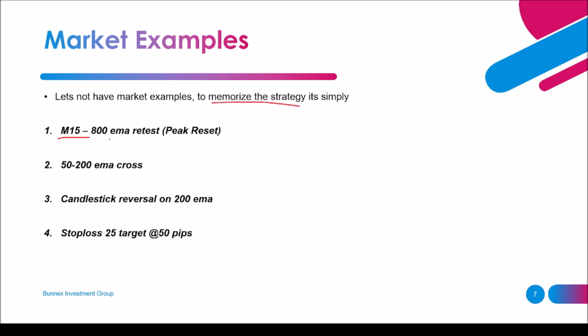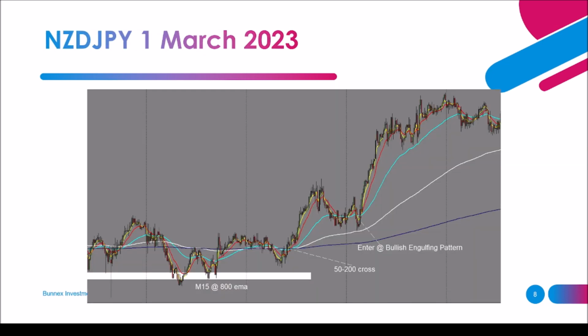1, see M15 retest of the 800 EMA, right? Which is the same as peak reset. We are saying see M15 retesting the 800. Then 2, see the 50, 200 EMA cross. Then 3, see a candlestick reversal pattern at the 200 EMA. Then enter without fear. Then stop loss at 25 pips and target at 50 pips. These are 4 easy steps to memorize so that you can actually retain it when you get to the charts.